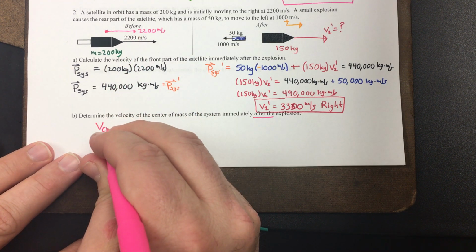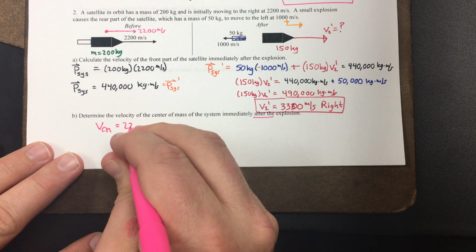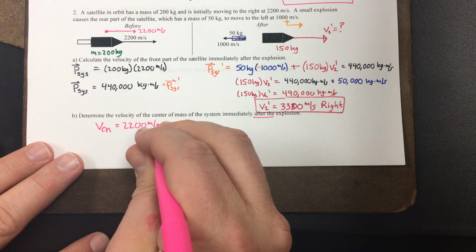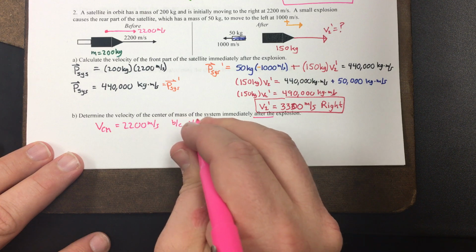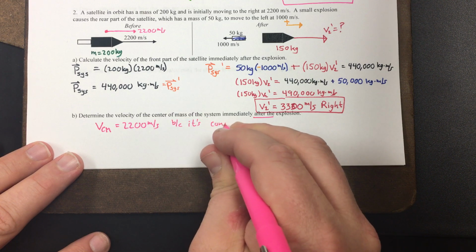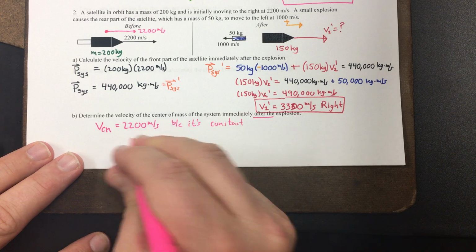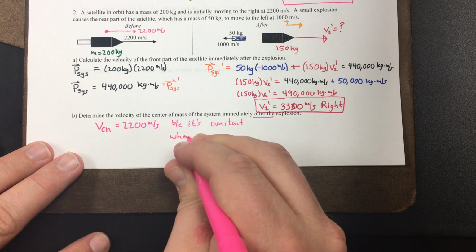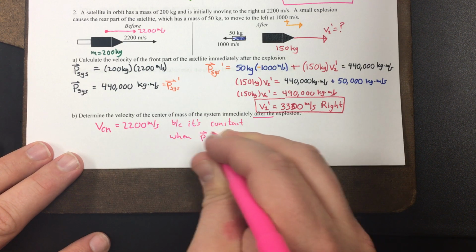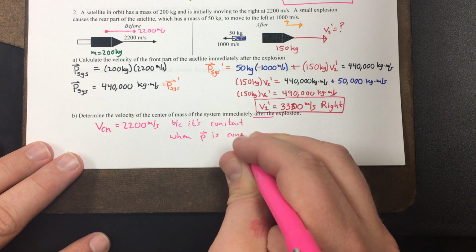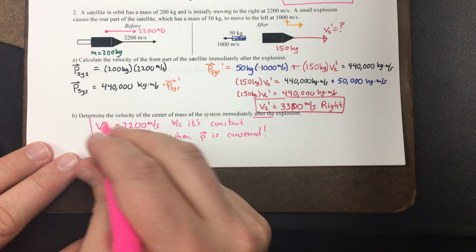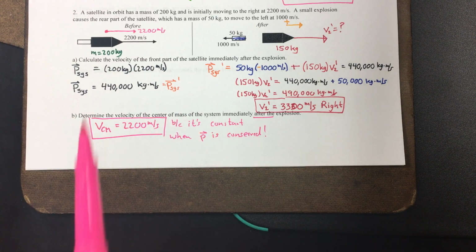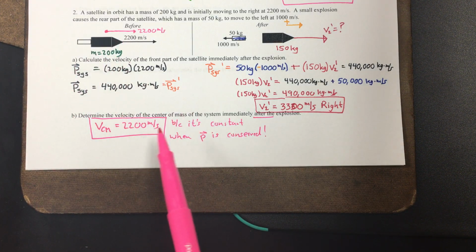So I'm going to say V center of mass equals 2200 meters per second because it's constant when momentum is conserved. And so that's a little trick to remember. And that's a trick that shows up a lot on the AP exam.